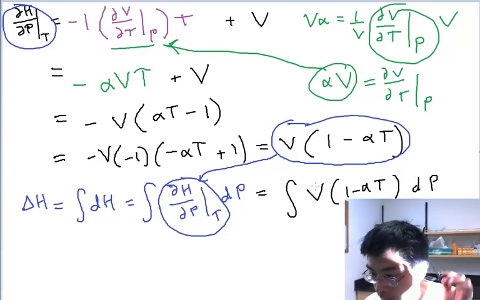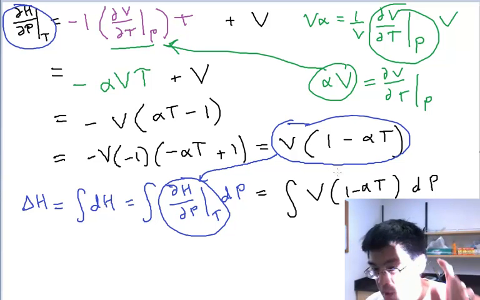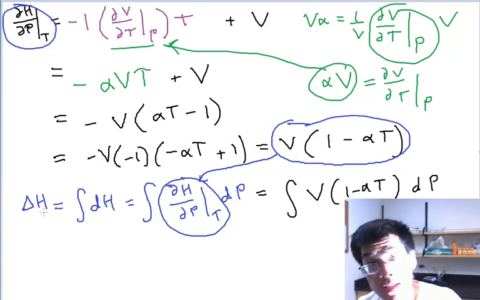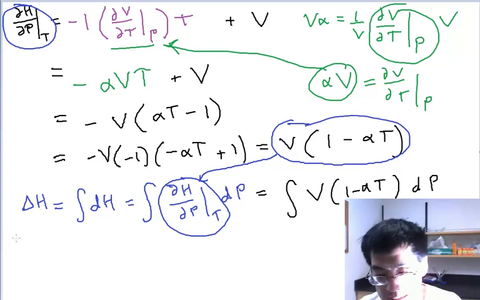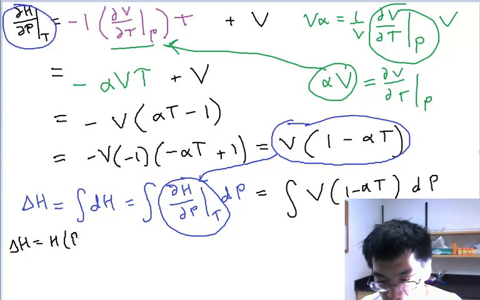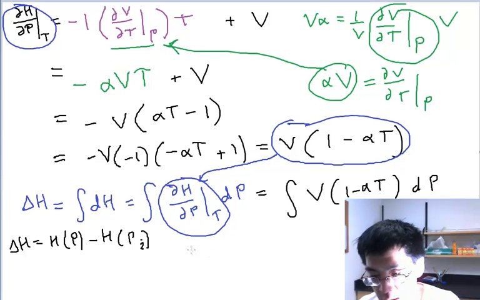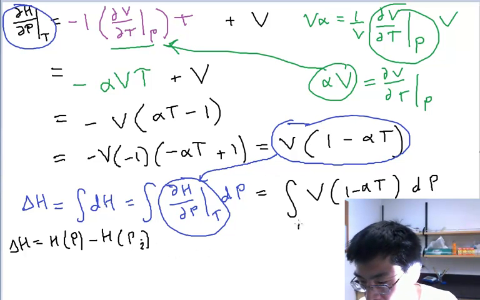All right? So the delta H here in the problem was not delta H as a function of V. The delta H was H as a function of P minus H as a function of the initial P. So that means I'm going to be integrating from P initial to P final.